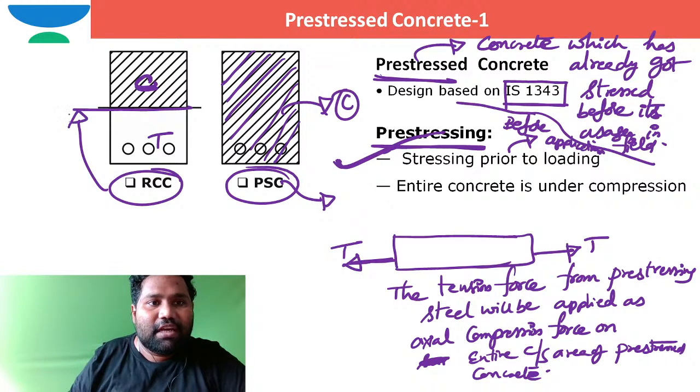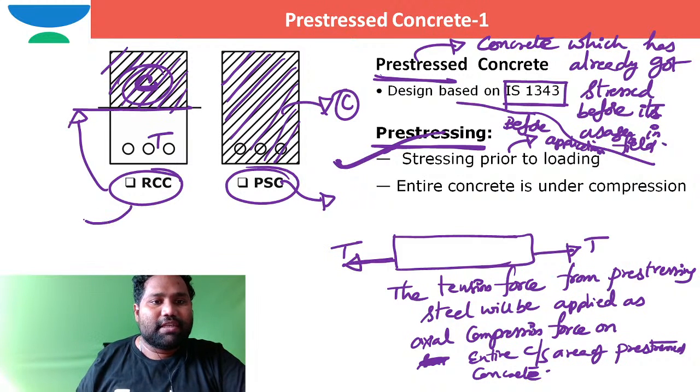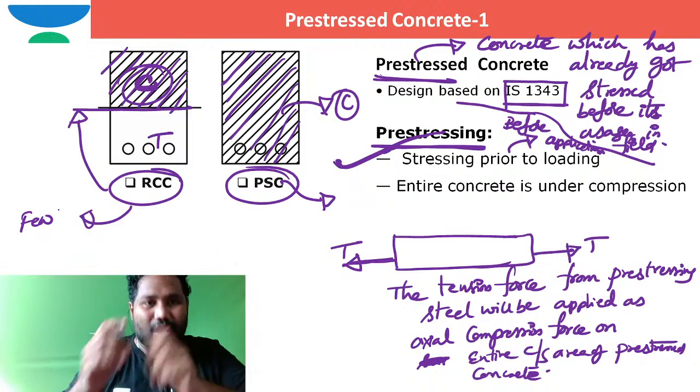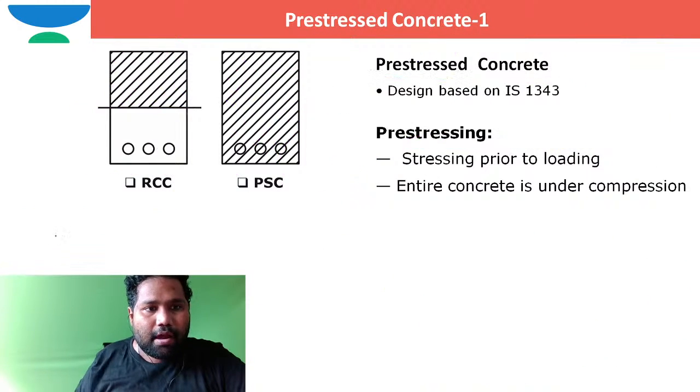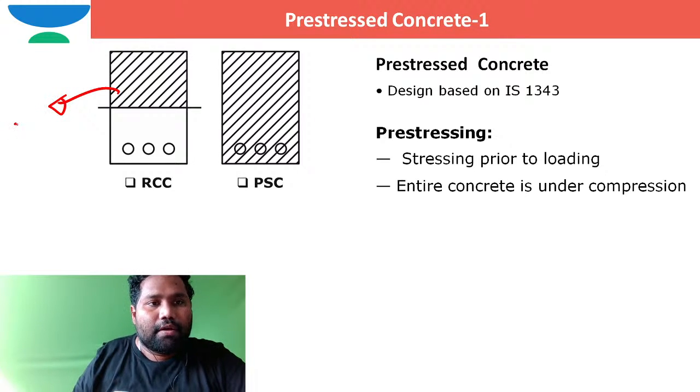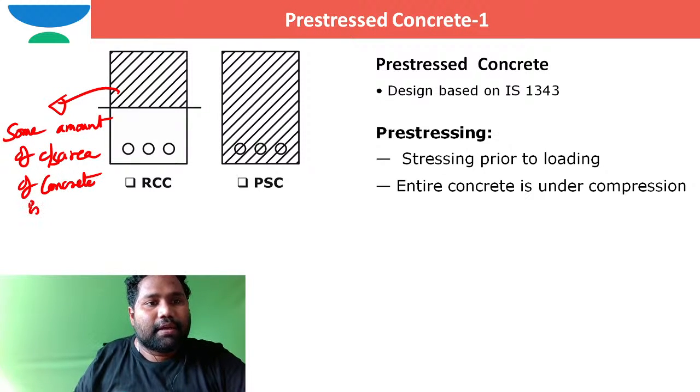Whereas in case of RCC, few area of the cross section of concrete is under compression. That is the difference. So in RCC, I cannot say few, some amount of area. That is a better word, right? Let me write here: some amount of cross sectional area of concrete is under compression. This is in reinforced cement concrete.